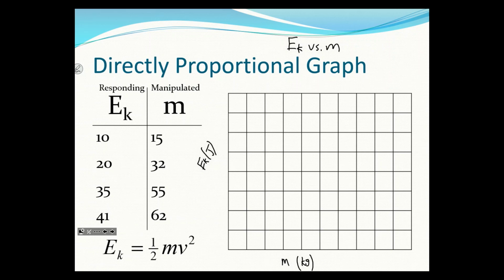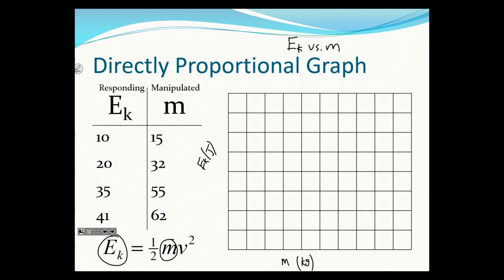So looking at this formula that's given here, we should be familiar with this formula. If we look at EK and M, we see they have a direct relationship. EK is on top, M is on top. M isn't squared or anything like that. V is squared, but M isn't. So they have a direct relationship. So as my mass goes up, my EK should go up as well.